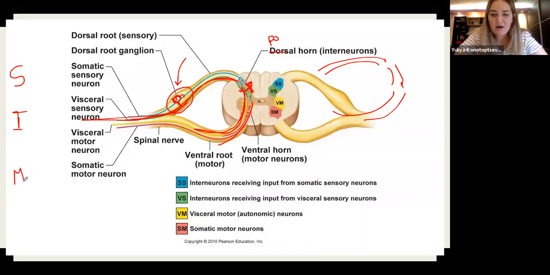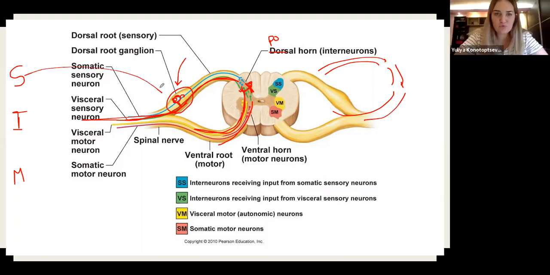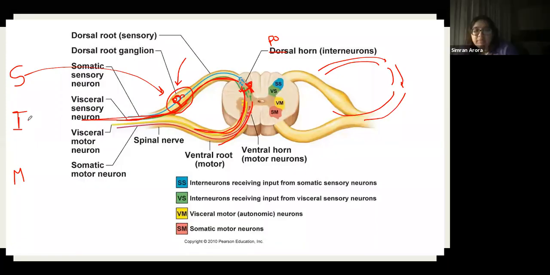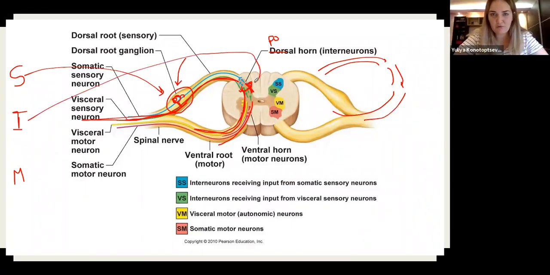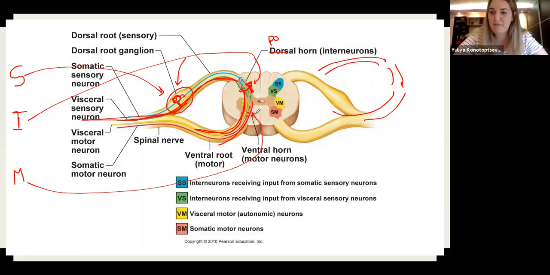Quickly tell me, where are the cell bodies of sensory neurons? In the dorsal root ganglion. Where are the cell bodies of interneurons? In the gray matter. Be more specific. In the dorsal horn of the gray matter. Where are the motor neurons? In the ventral or anterior horn of the gray matter.